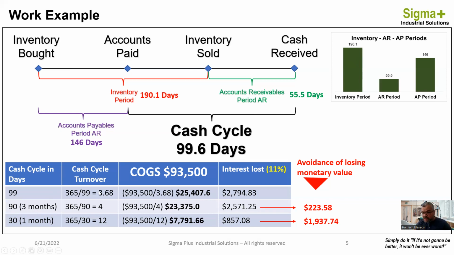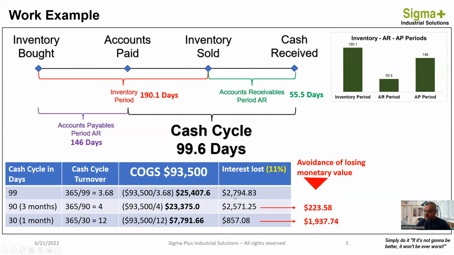In that case, the cash cycle turnover will be 4 times per year, which means that the $93,500 will be operated 4 times per year with a monetary value of $23,375. Considering the depreciation rate of 11%, it means that the monetary loss will be approximately $2,571. So if I compare this scenario with the first one, I will see that I could make a saving of $223 compared with the first scenario, right?